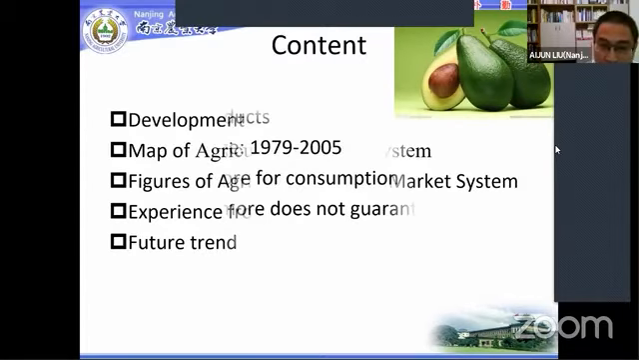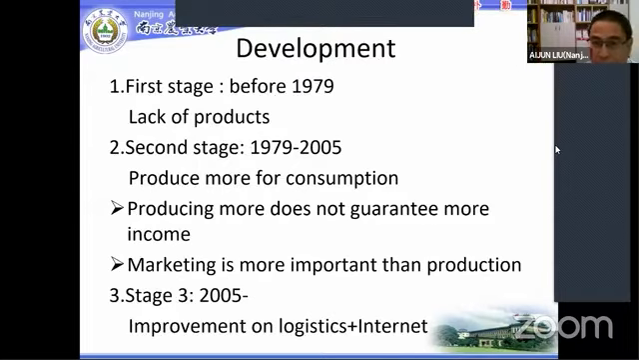Anyway, I divide the development of China's agricultural market into three stages. The first stage is before 1979. The second stage is from 1979 to 2005. And then we go to the third stage. Why do we divide it into three parts? Because before 1979, in China, people were suffering, we were hungry, we didn't have enough products.